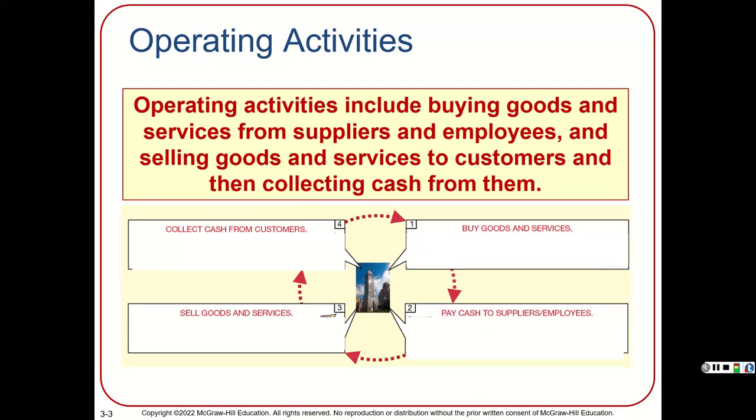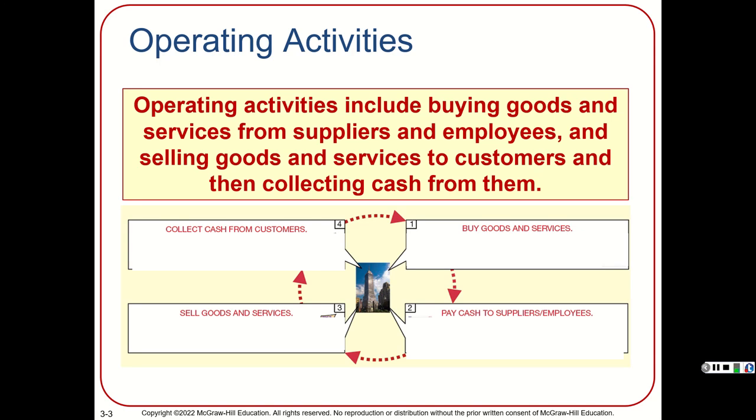All right, so the operating activities include tasks that are performed usually by different people within the company. However, it could be just one person, especially in the role of a self-employed business owner or a sole proprietor. So it includes buying goods and services from suppliers and employees, and then selling goods and services to customers, and then collecting cash from them. And then, of course, when it comes to your employees, you're paying them wages.